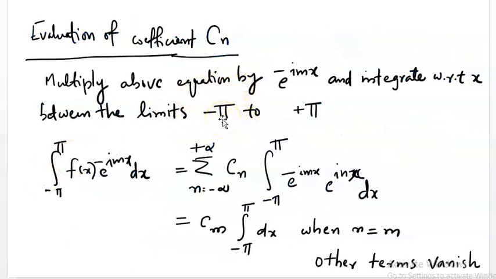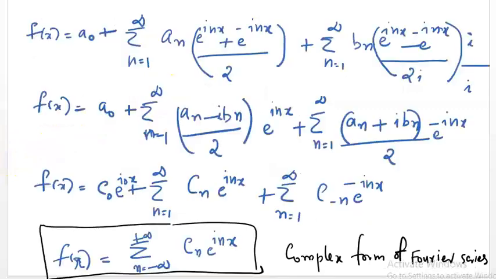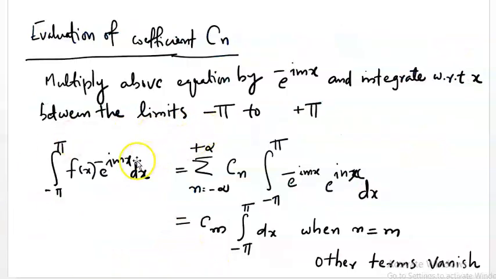And how do we determine the coefficients here? We multiply this equation by e to the power minus imx. So we are multiplying with e to the power minus imx and integrating between the limits minus pi to pi. I will have this.